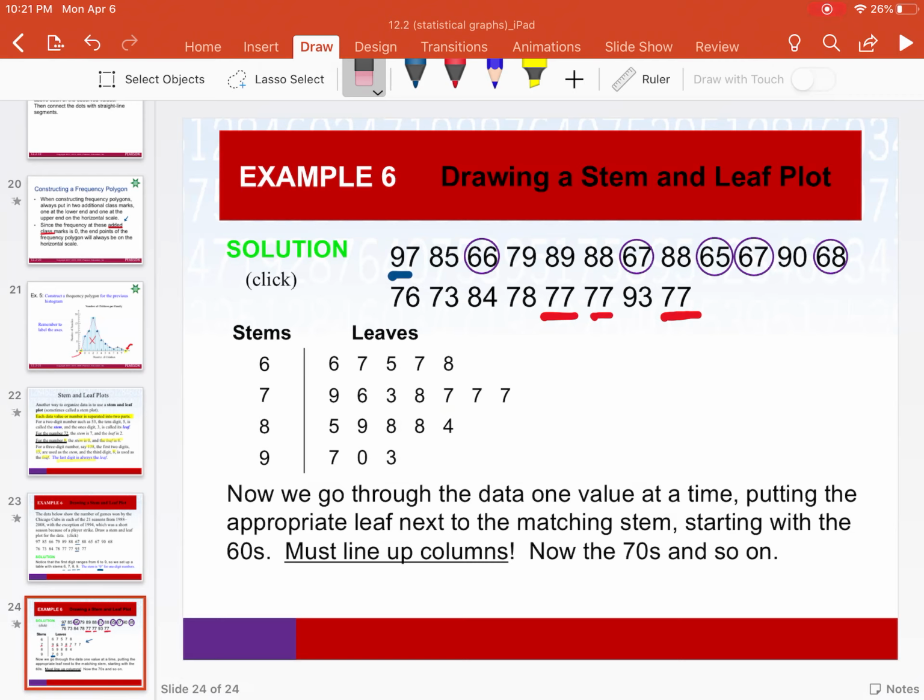And we're done. This is actually a really easy week. You're just drawing pictures and getting things organized and displaying data. So not too bad at all.